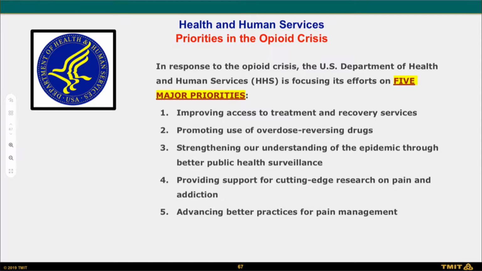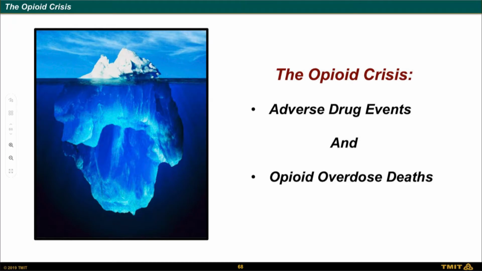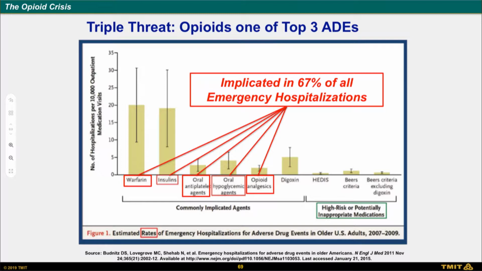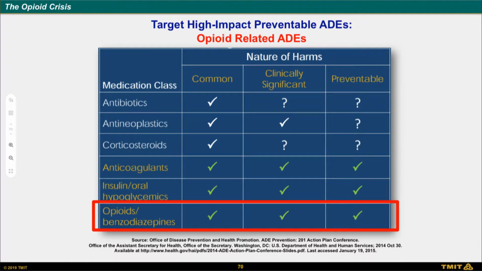If you look at the triple threat in just reviewing the emergency hospitalization for adverse drug events in older Americans, published in the New England Journal in 2011, where they reviewed the statistics from 2007 to 2009, oral antiplatelet agents, oral hypoglycemic agents, and opioid analgesics were implicated in 67% of emergency hospitalizations. You look at the Office of Disease Prevention and Health Promotion, again, when you're looking at the high impact preventable ADEs, adverse drug events, opioids and benzodiazepines are common, they're clinically significant, and they are preventable.